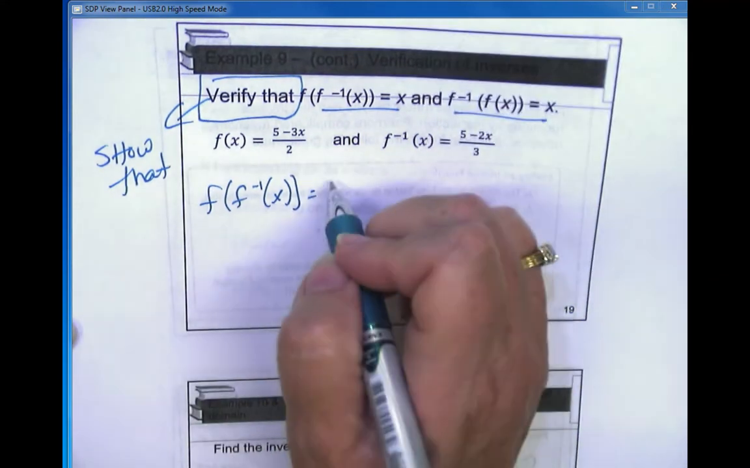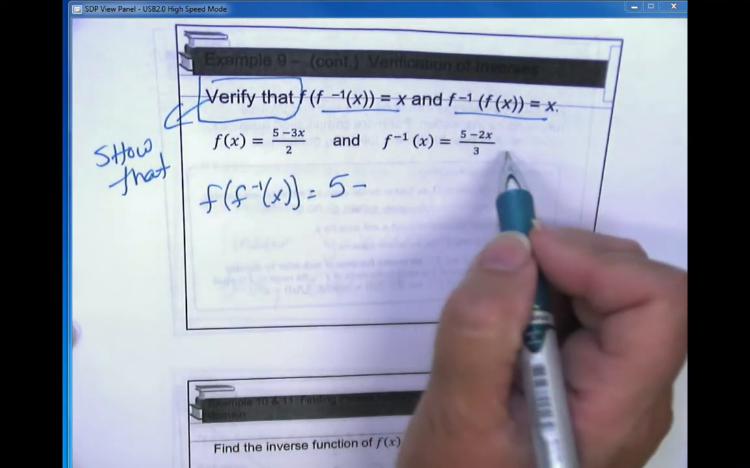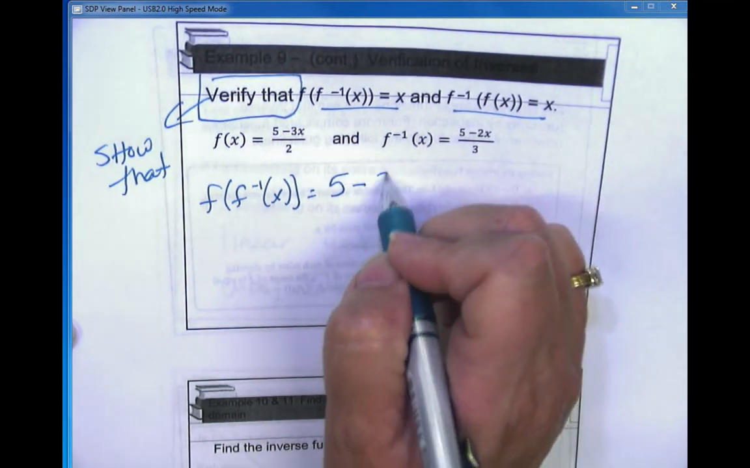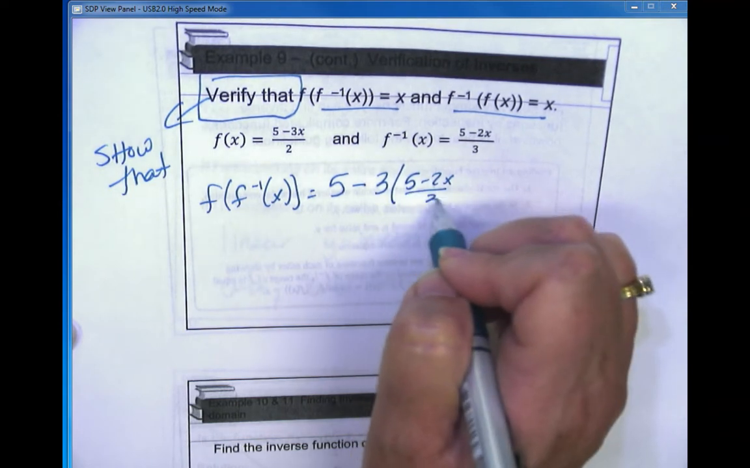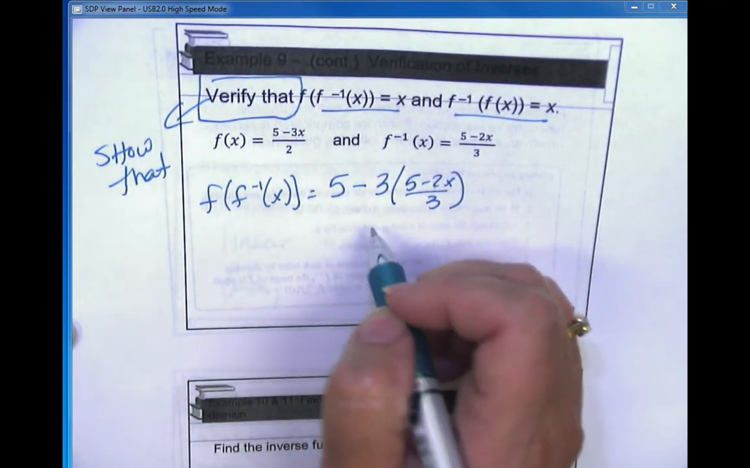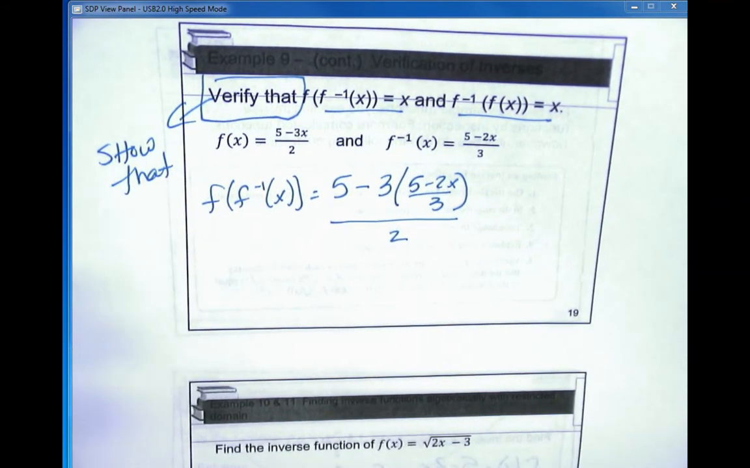Again, you get 5 minus, and then I see the x, and so in comes the inverse. 5 minus 3, 5 minus 2x over 3, and then all over what? 2. So again, that can be confusing, but you just got to make sure you take your time. Wherever you see an x, you got to plug in that entire function.